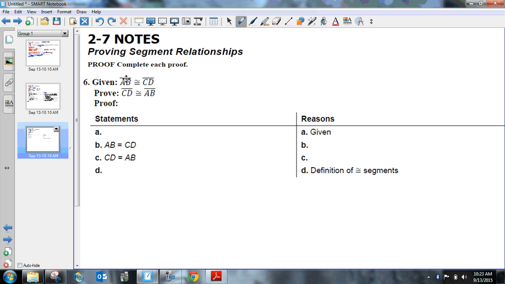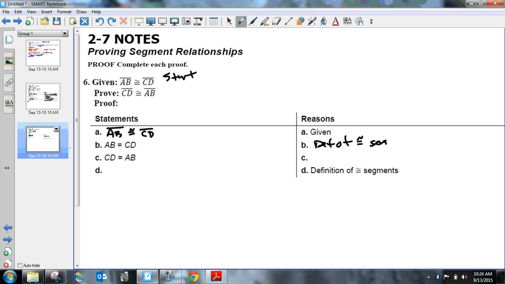It says that segment AB is congruent to segment CD. So this is where I start. I'm going to put that in my first statement: segment AB is congruent to segment CD, and that's given to us. And then it says that their lengths are equal. That's the definition of congruent segments.